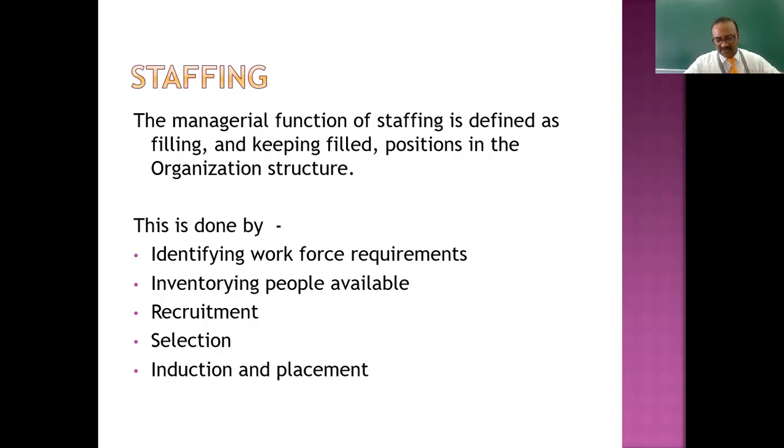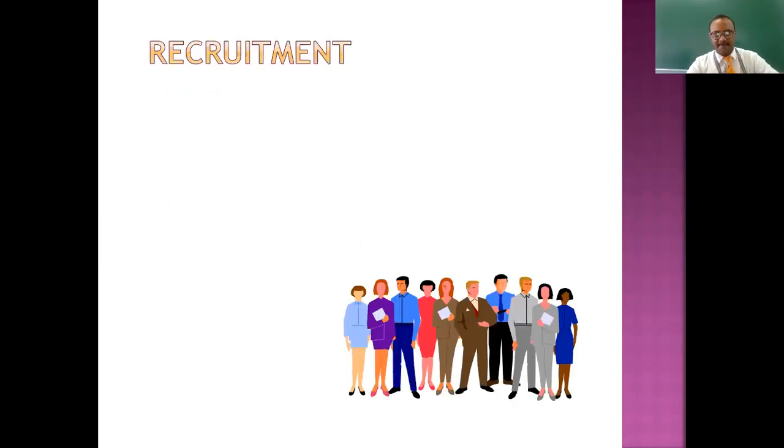Once orientation and induction is done, we place them on the job. We take them to their respective positions and show them the place and the kind of work, and brief them about what they are supposed to do and who they are supposed to report to. So these are the 5 end-to-end activities, which together we call staffing, or hiring. So let's go into recruitment.